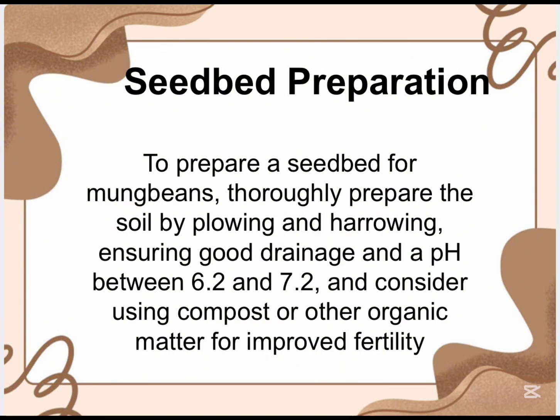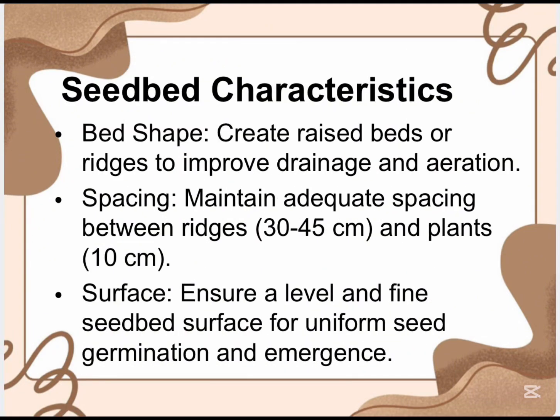Seedbed preparation. To prepare a seedbed for mung beans, thoroughly prepare the soil by plowing and harrowing, ensuring good drainage and pH between 6.2 and 7.2, and consider using compost or other organic matter for improved fertility. Seedbed characteristics. Bed shape: create raised beds or ridges to improve drainage and aeration. Spacing: maintain adequate spacing, ridges 30 to 45 cm and plants 10 cm. Surface: ensure a level and fine seedbed surface for uniform seed germination and emergence.